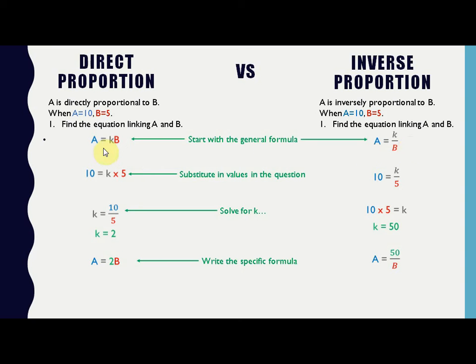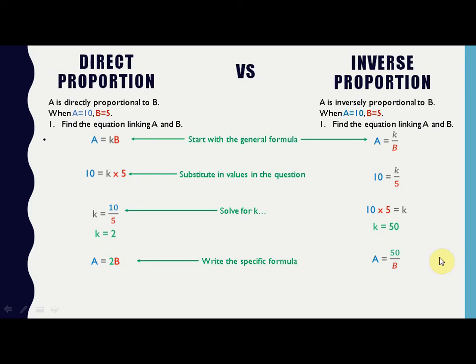In direct proportional we write A equals K times B, and in inversely proportional we write A equals K divided by B. This is the simple basic difference between the two proportionalities. Now all the other steps are the same.